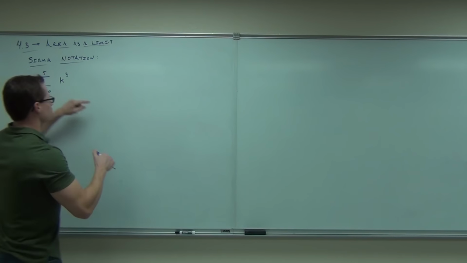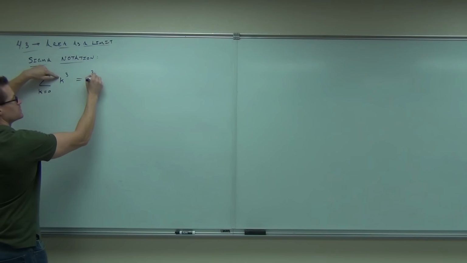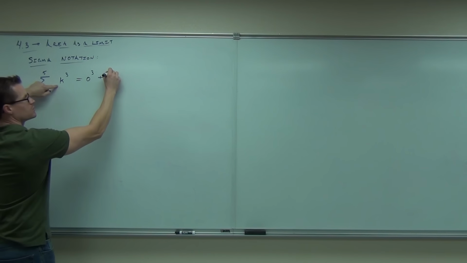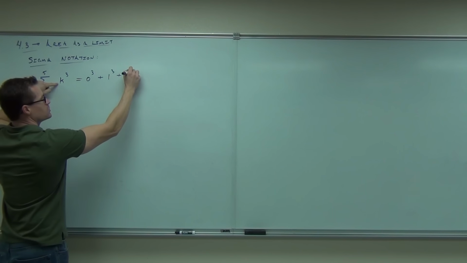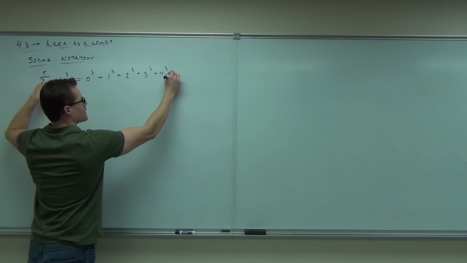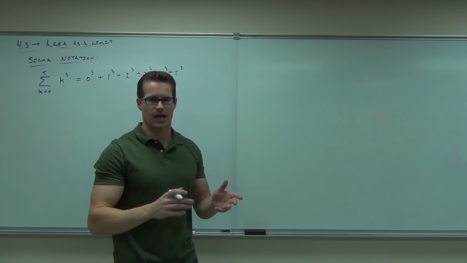So sigma notation says it's a sum. Sum means add. You'd have 0 cubed, plus 1 cubed, plus 2 cubed, 3 cubed, 4 cubed, and 5 cubed. And that's what the sigma notation actually stands for.